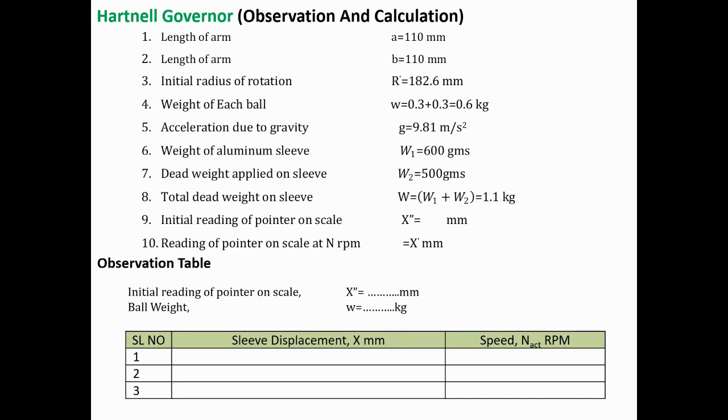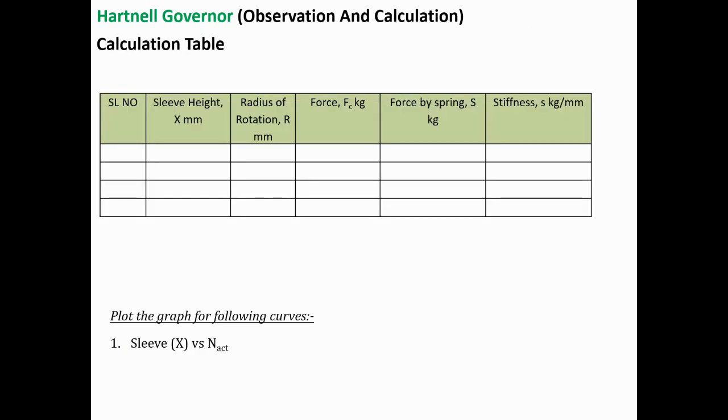Now the observation table is the same observation table we used for the Porter governor. Here also we have to record slip displacement along with its corresponding speed. And finally, after taking the observations, we need to calculate the parameters mentioned in this calculation table.